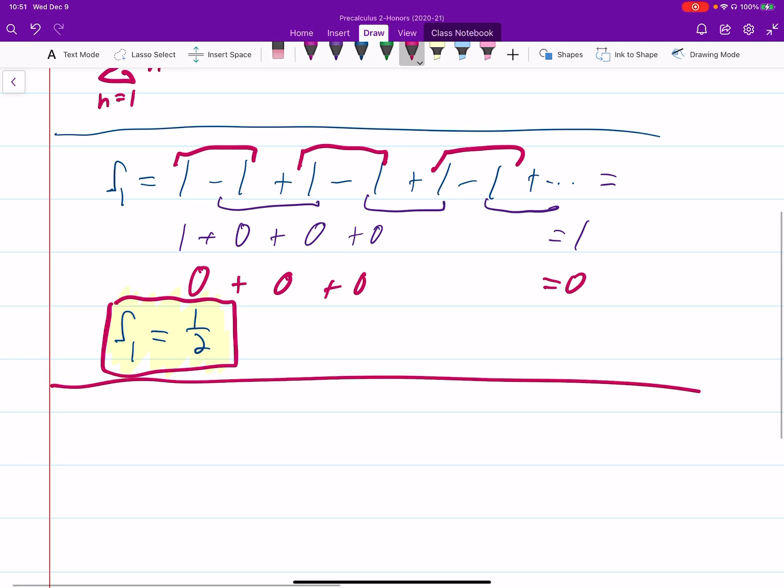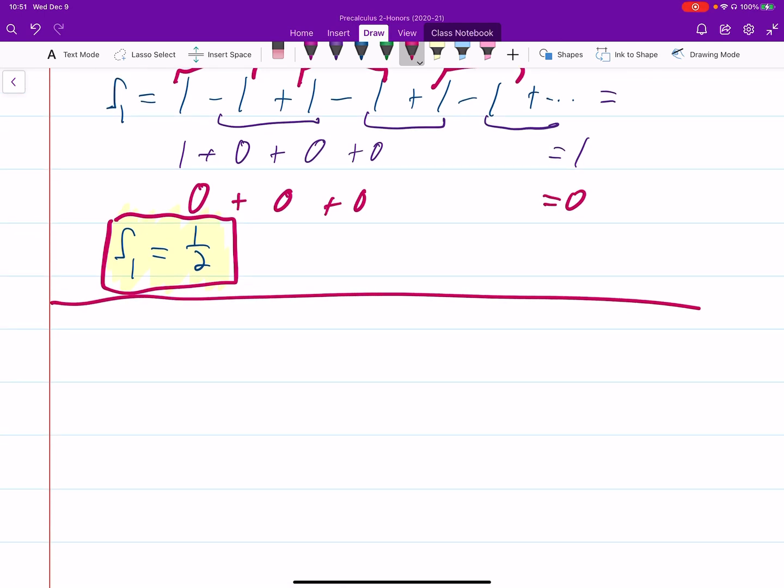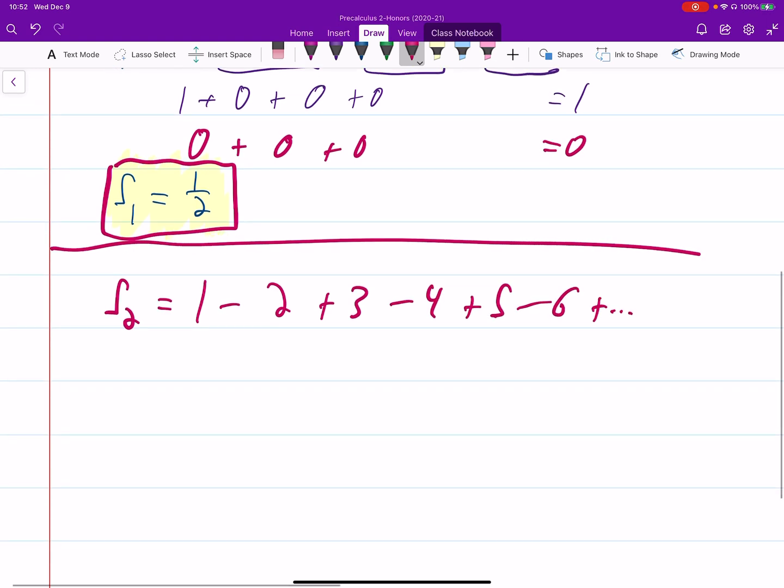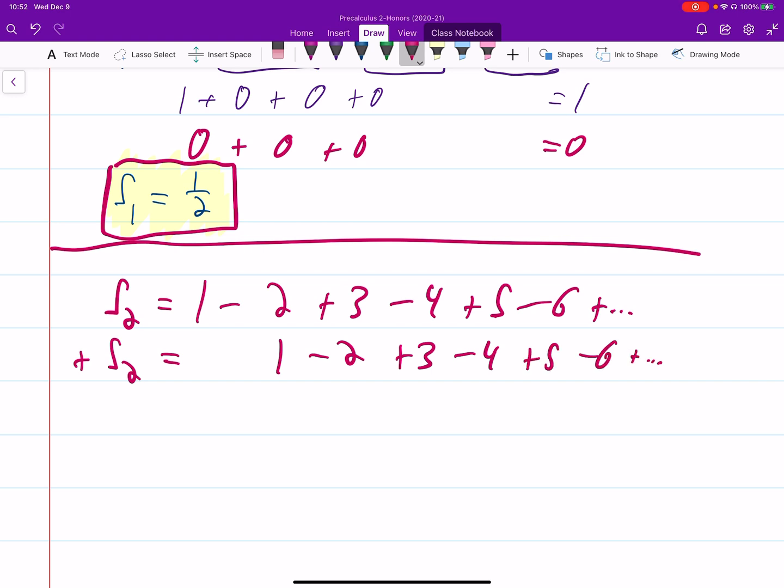So the next one is to look at this sequence. I'm going to call this S2, and this is equal to 1 minus 2 plus 3 minus 4 plus 5 minus 6, and so on. And what I'm going to do with this is add it to itself, but in a way that shifts it. So shifting meaning 1 minus 2 plus 3 minus 4 plus 5 minus 6, and so on.